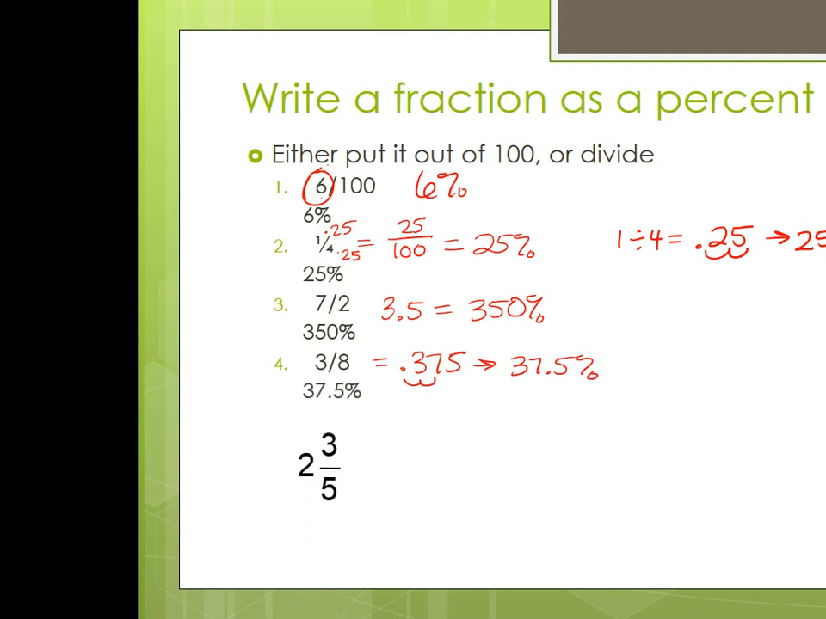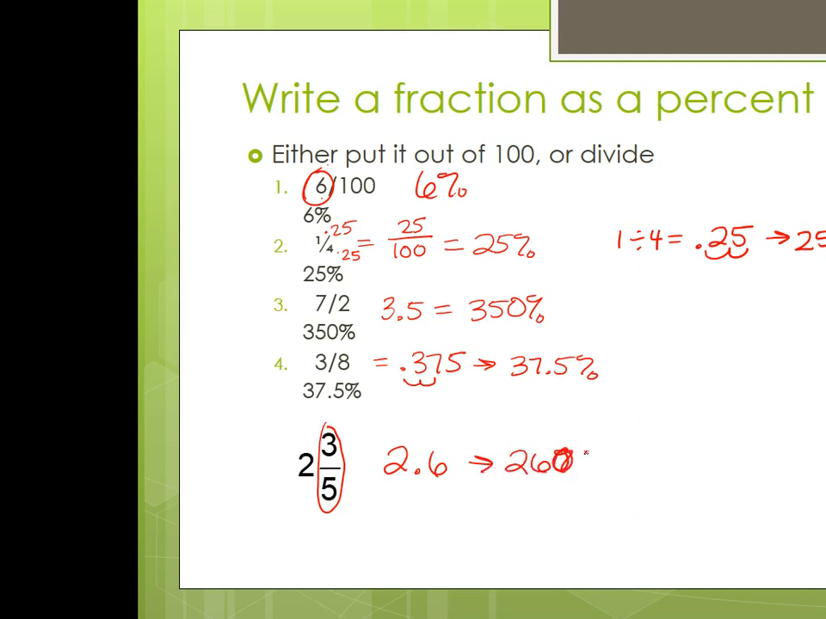Okay, 2 3/5. So there are a couple ways you can do this. The way that I would probably do this is just get this one as a decimal and then know it's going to be 2 point something. So if you do 3 divided by 5, that's 0.6. So it's 2.6, which is 260%.